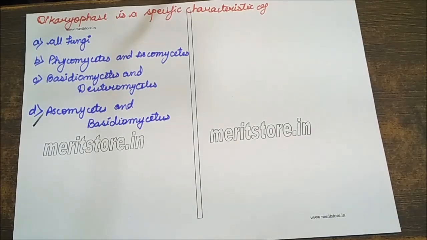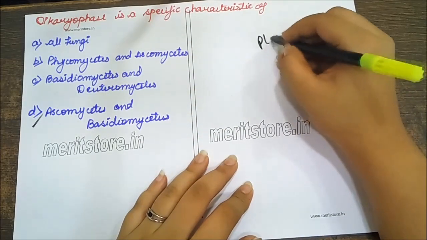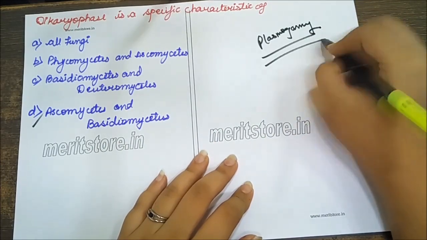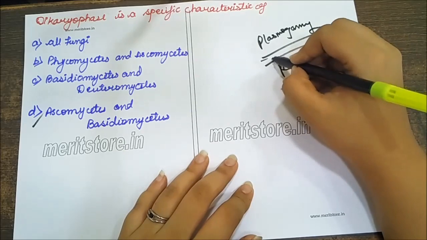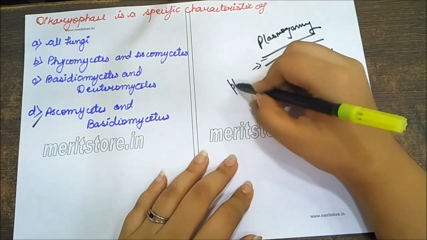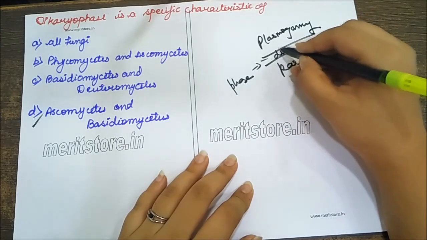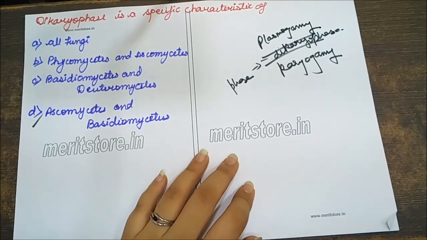Now, in Ascomycetes and Basidiomycetes, there is an intervening phase called dikaryophase between plasmogamy and karyogamy. This is the intervening phase, okay? And this is called dikaryophase. Now in this phase, the cells contain two nuclei or dikaryons, n plus n. Such cells are called dikaryotic cells.